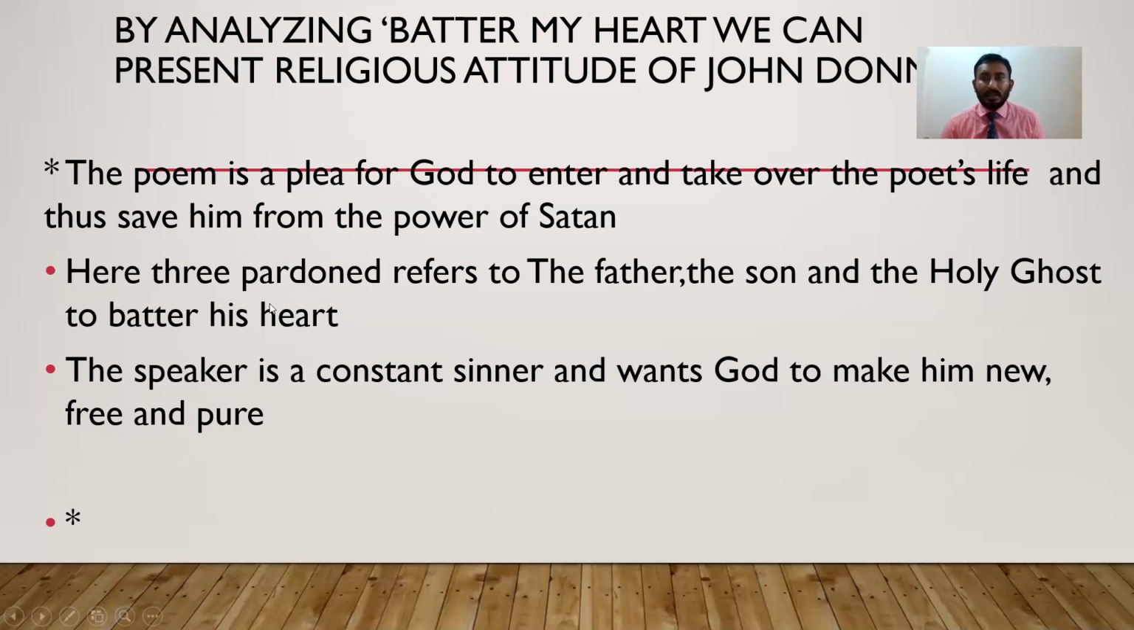And he requests God to make him pure. The speaker is a constant sinner. Here the speaker says that he is a constant sinner and wants God to make him new, free and pure. Make him new as he is old one and he is surrounded by the evil activities, and make him free and pure.